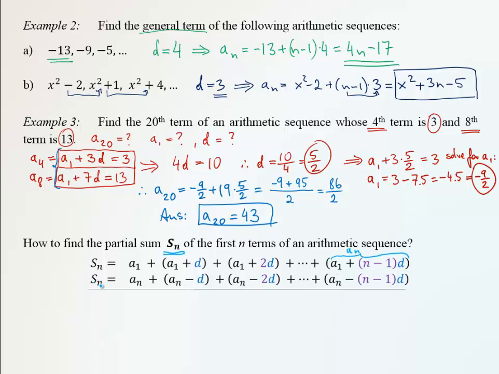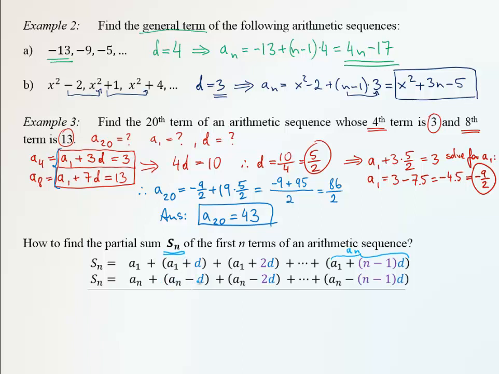Let's write this partial sum again, but starting from the last term, an, and then one below, the term will be an minus d, because they differ by common difference d. And then the previous term, an minus 2d, and so on until we subtract all n minus 1 d's. So those two sums are the same.